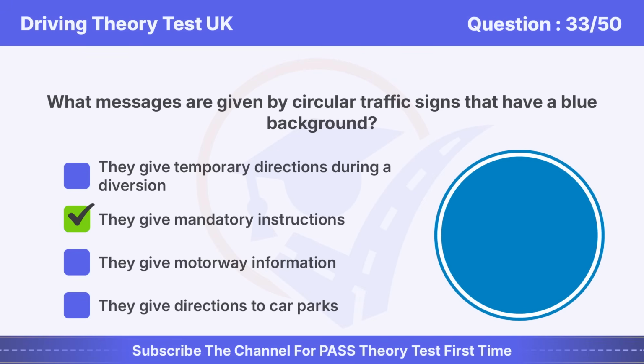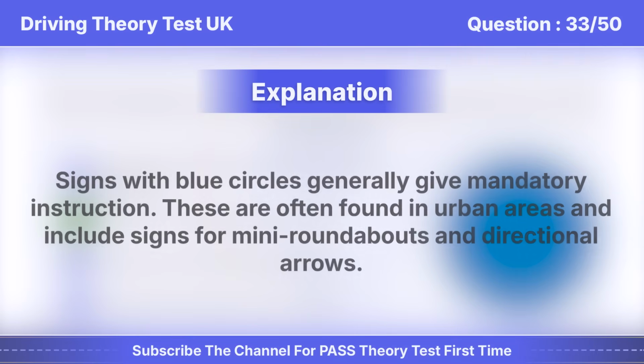Answer is B. They give mandatory instructions. Signs with blue circles generally give mandatory instruction. These are often found in urban areas and include signs for mini roundabouts and directional arrows.